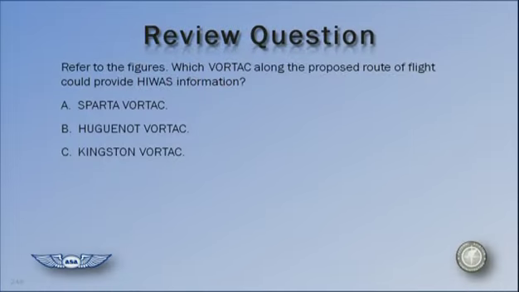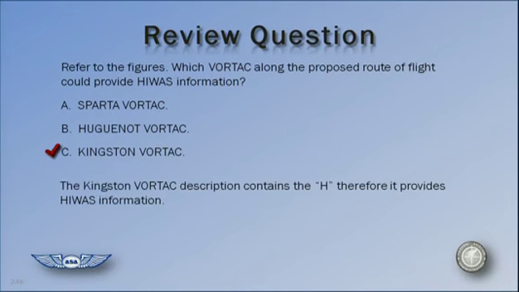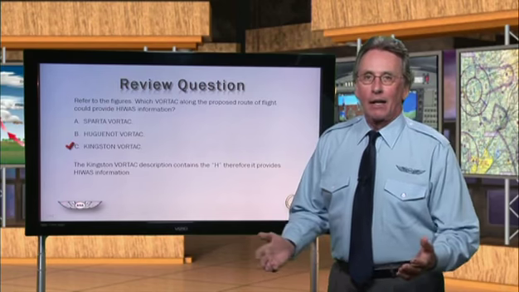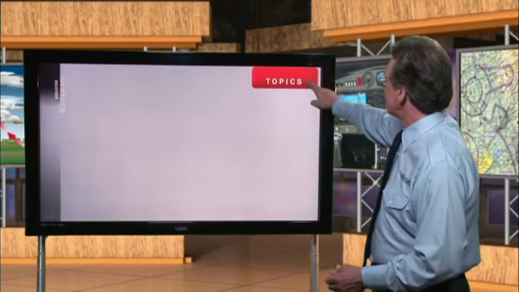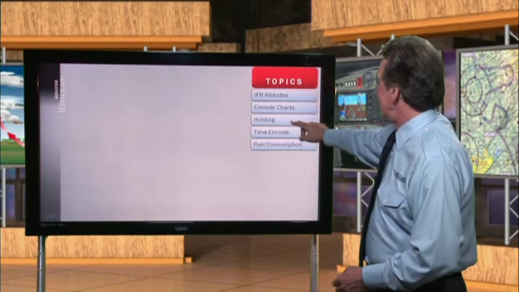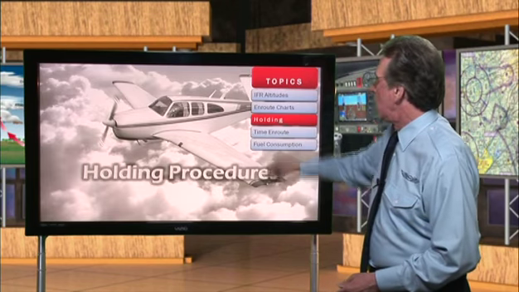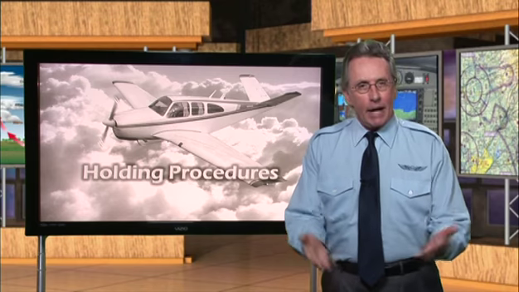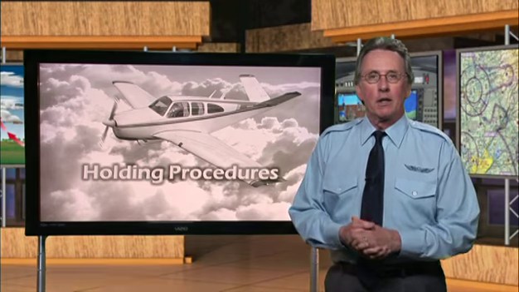So we go back to our question, which is it? C is the correct answer. The Kingston VORTAC description contains the H, therefore it provides HIWAS information. All right, let's go to another topic. We're going to holding procedures. Back into the classroom for that discussion.